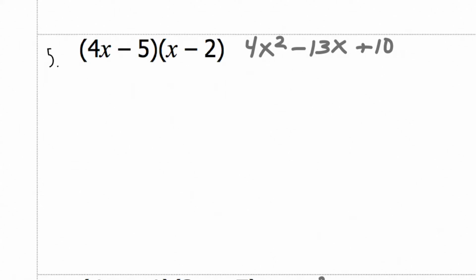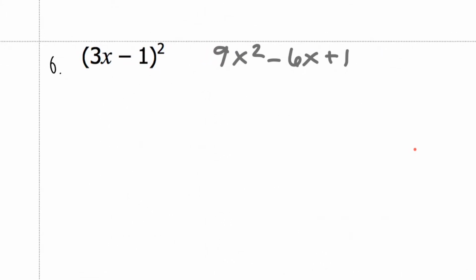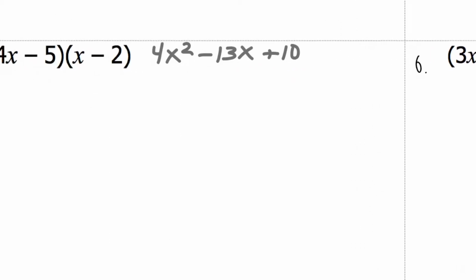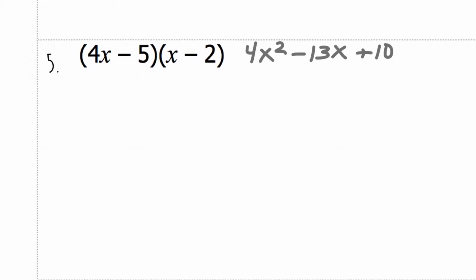Okay, you're here to check your answers for problem 5 and for problem 6. So for problem 5, you should have got 4x squared minus 13x plus 10. And for problem 6, you should have gotten 9x squared minus 6x plus 1. So if you got those answers, then go ahead on to problem 7 and 8 and then come back to check those. If you did not get those answers, then hang around so we can work on these two problems together.